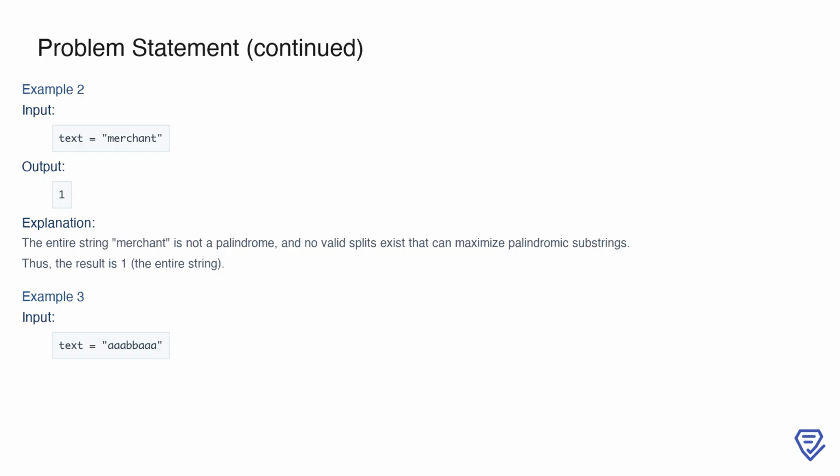Now, consider another example with the input text equals merchant. The output in this case is 1. Why? The string merchant itself is not a palindrome, and there are no valid ways to split it into smaller palindromic substrings. As a result, the only option is to treat the entire string as a single substring, meaning the maximum number of substrings is just 1. This shows that not every string can be split into multiple palindromic parts.